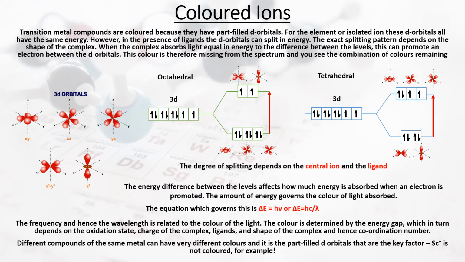The other set is the 2 at the bottom, so that's the x squared minus y squared and the z squared orbitals. Now you can see the z squared has a slightly funny shape in that we've only really got 2 lobes and then this donut shape in the middle.